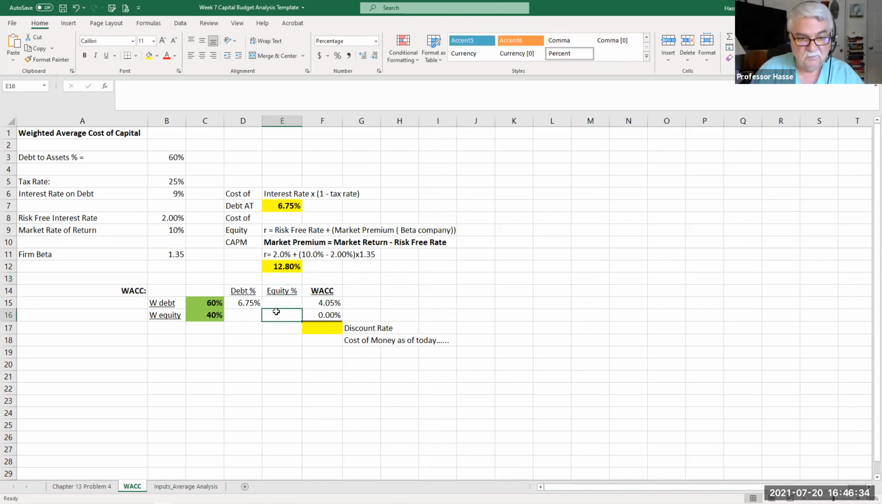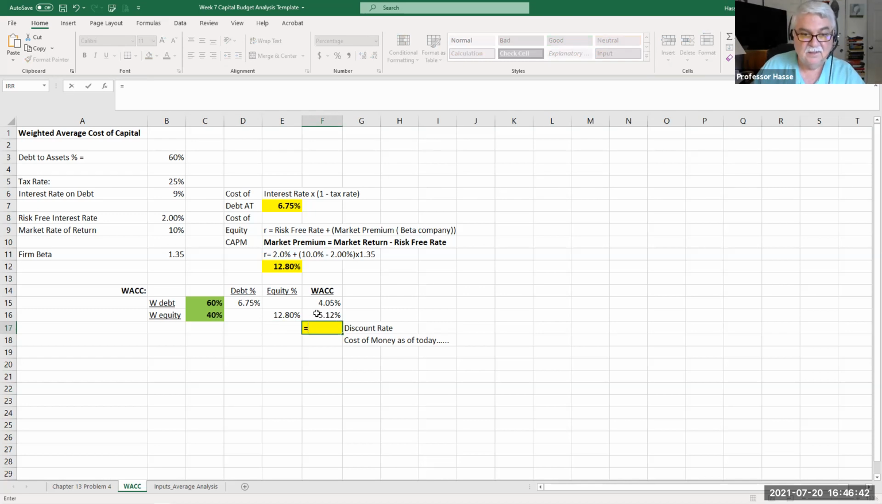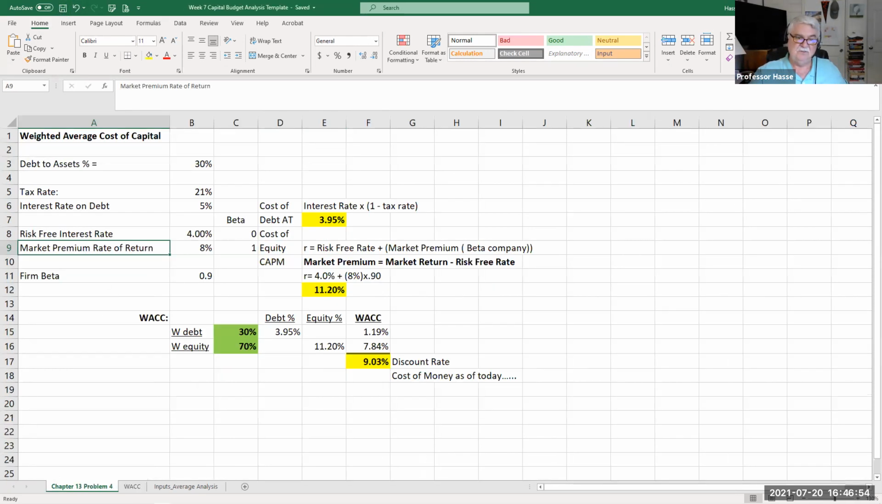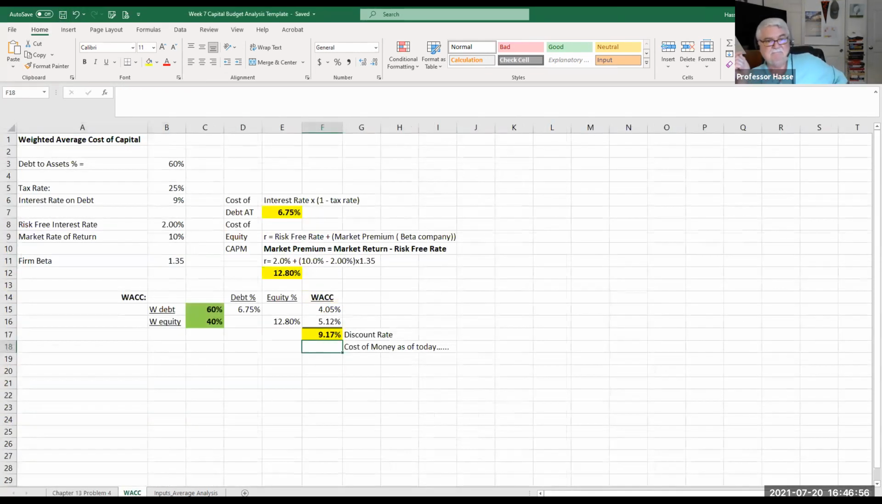So put that 12.8% here. There's our weighted cost of equity. Add those two together to get our discount rate, or our WACC for this particular problem, of 9.17%. All right. Same way we did it here, just the numbers are a little bit different.